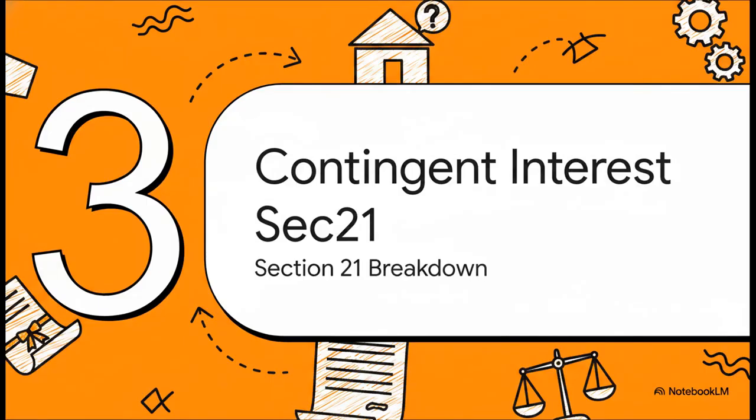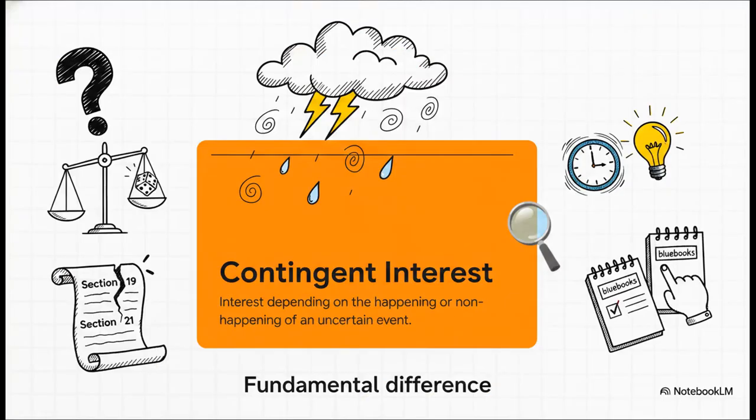Okay, move to the next major heading in your structural blueprint. Title it 3. Contingent Interest, Section 21. Let's read the definition verbatim. A contingent interest is an interest which depends upon the happening or non-happening of an uncertain event. Notice the sharp contrast here, right? I demand you highlight this fundamental difference in your blue books.